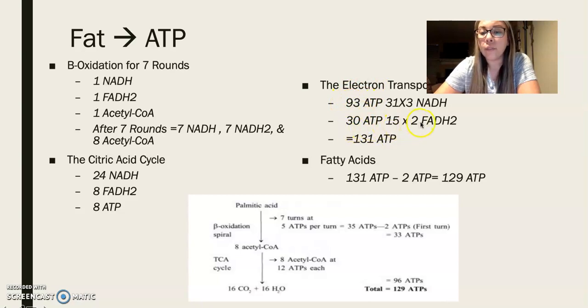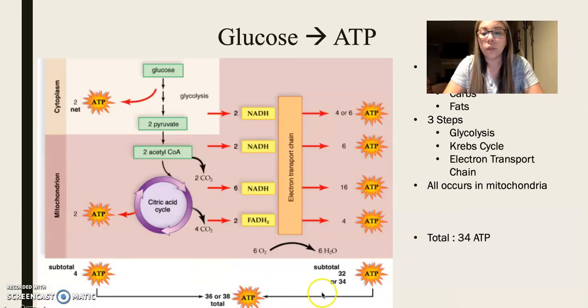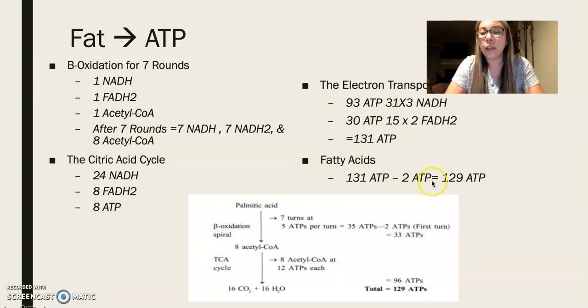And then we get 15 times 2 FADH2, which gives us the 30 ATP. So if we total all that, it's 131 ATP. But we did have to give 2 ATPs over in the B oxidation area, so if we subtract that, we should get a grand total of 129 ATP, which is crazy. So comparing that to our glucose, where our glucose, like I said before, was only getting the 34, we can see that the fat is going to give us more ATP.